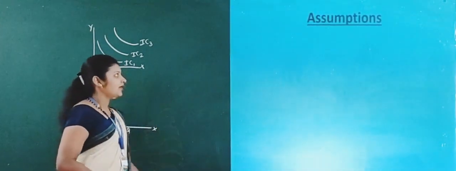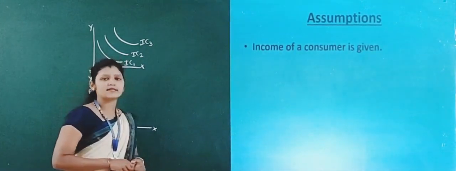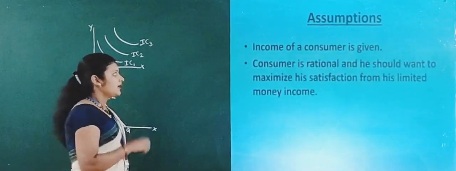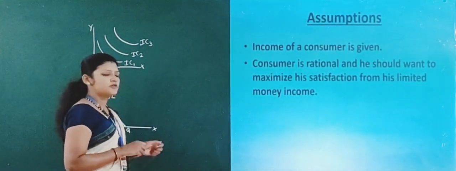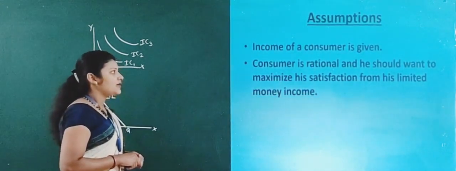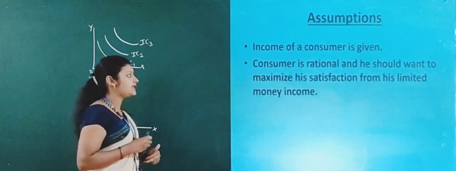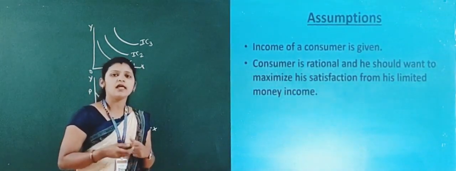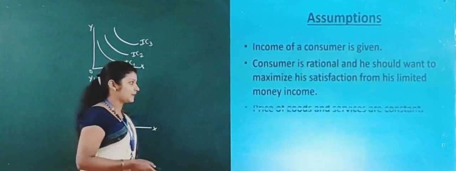Now take the first assumption here. The income of the consumer is given. The second assumption is that the consumer is rational, meaning he should want to maximize his satisfaction from his limited money income. Okay, he should maximize his satisfaction from his limited money income.